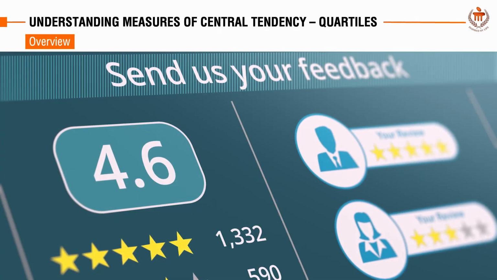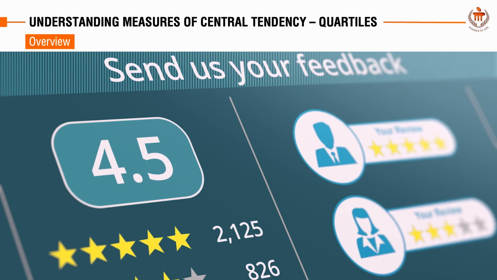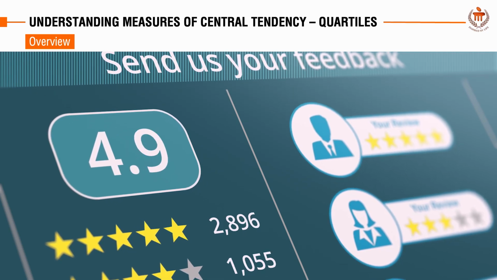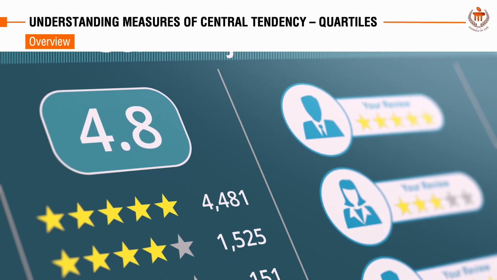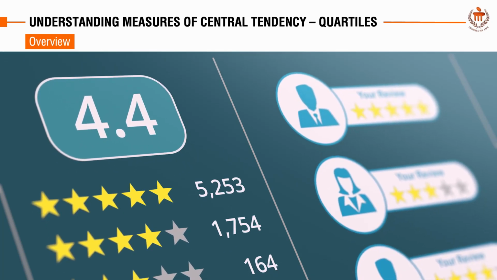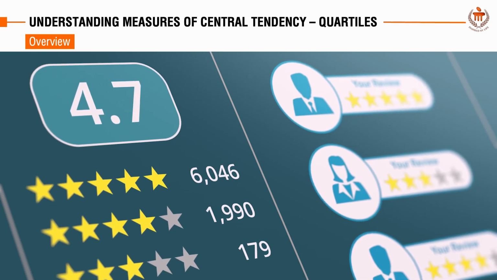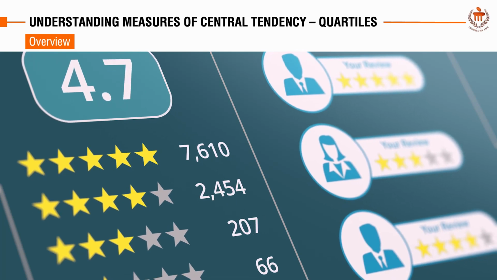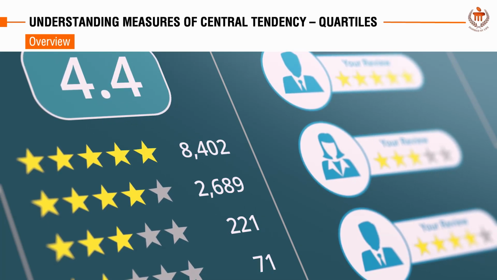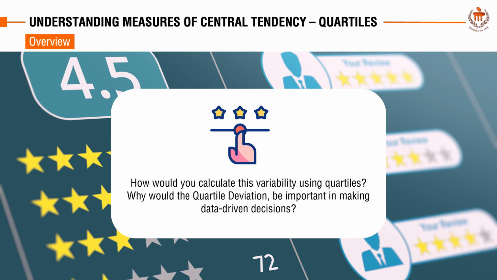Imagine that you are analyzing customer satisfaction scores from surveys where the scores range widely and you want to identify how much variation exists around the middle half of the data so that you can understand consistency. For example, you can say that most customers are moderately satisfied or that extreme scores are pulling the averages. So how can you calculate this variability using quartiles? Why would a measure such as quartile deviation be important in making data-driven decisions? We'll discuss that in this class.